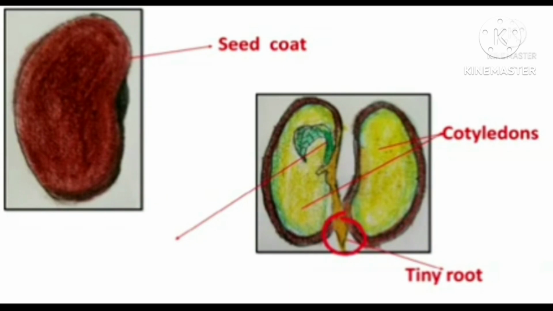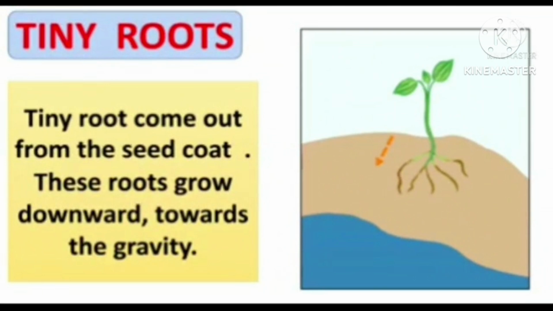And you can see a small shoot is growing from the embryo. This is called plumule. What is this called? Plumule. This is nothing but a tiny shoot or baby shoot. A tiny root comes out from the seed coat.